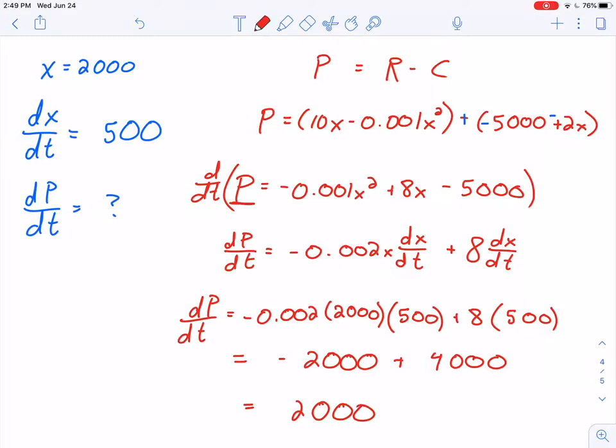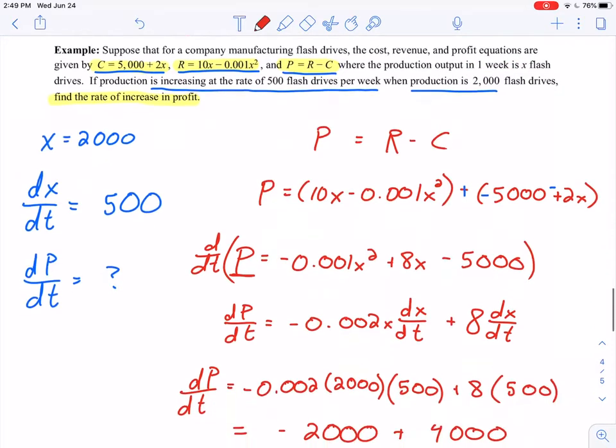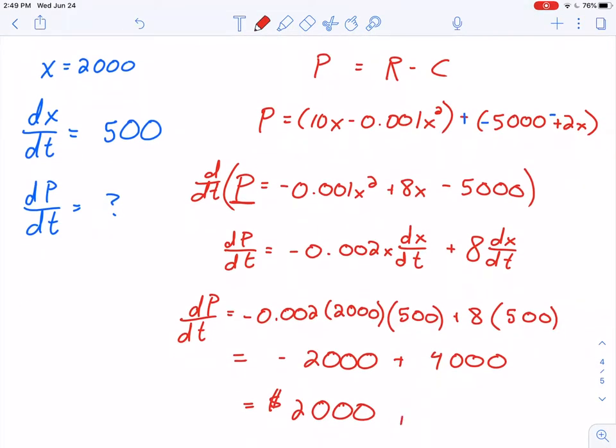Well, I should hold off on that because remember I want to give my unit here, the unit of profit, P. I'm probably going to measure that in dollars. With respect to time t, what is my unit of time? We said our unit of time earlier was in weeks. So it would be $2,000 per week. And I can look at this and I can see my derivative ended up as positive. It's not written there, but really it's a positive $2,000, so my profit is increasing by $2,000 per week.